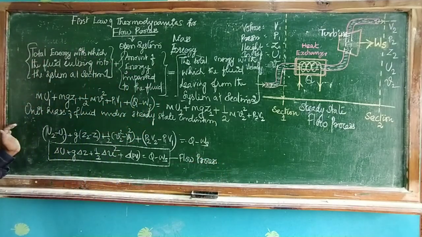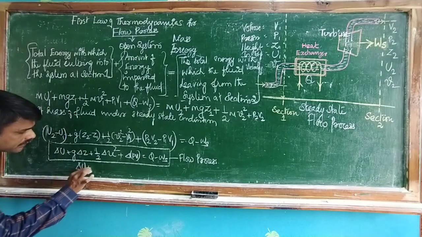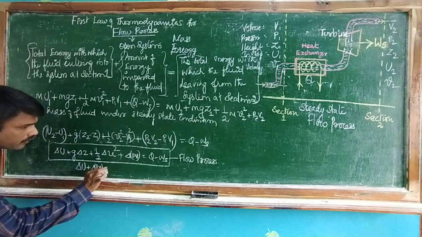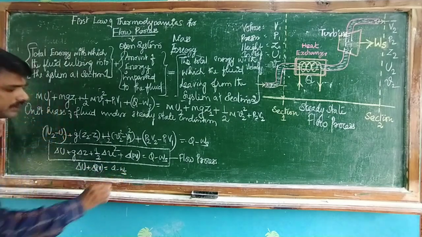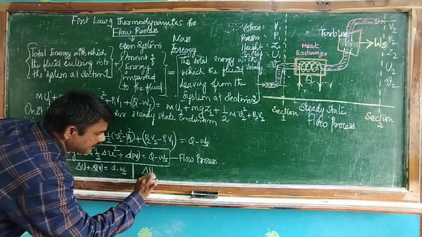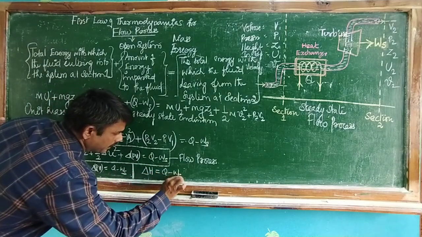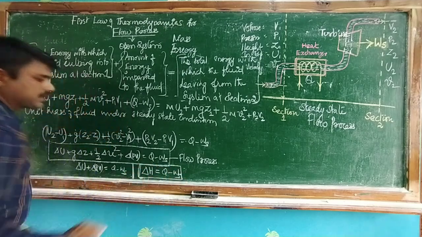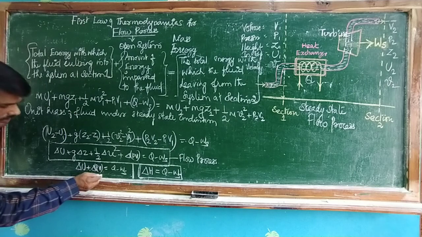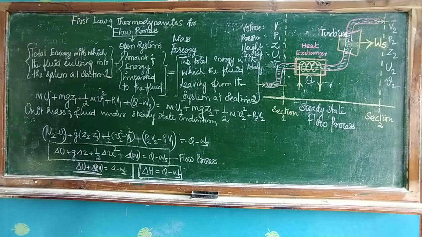Energy balance for open system. In most thermodynamic calculations, the kinetic energy and potential energy values are negligible. Hence, this equation becomes delta U plus delta PV is equal to Q minus Ws. This can be written as delta H is equal to Q minus Ws. This is the final form of the first law of thermodynamics for flow process. U plus PV is nothing but enthalpy. Clear? This is the energy balance equation for the first law of thermodynamics for open system.